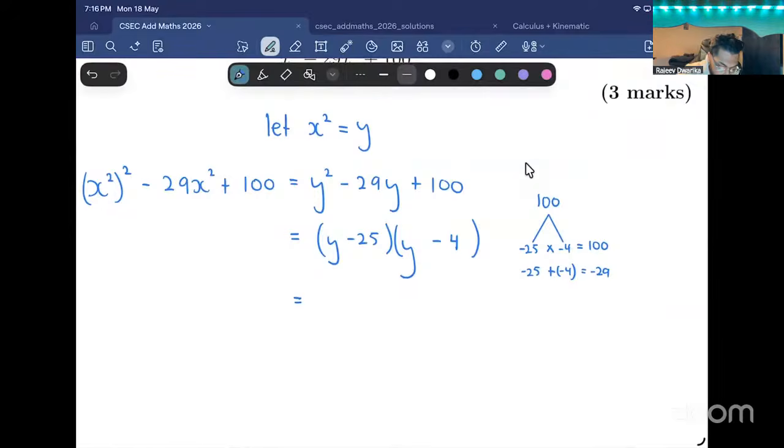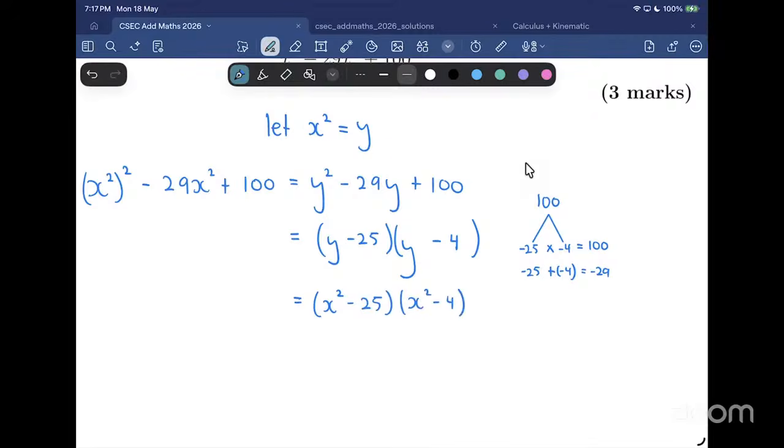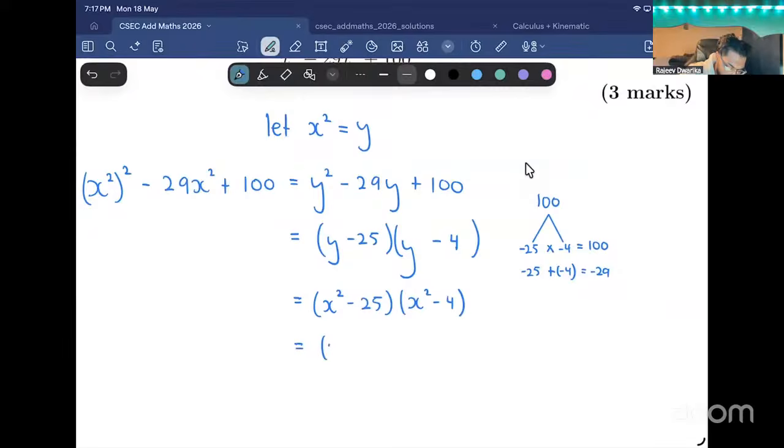So therefore, here's what we're going to do. We're going to recall what we said x squared was. We said x squared was equal to y. So I can now replace y with x squared. And so that's going to be x squared minus 25 by x squared minus 4. Let me know if you guys are with me so far. Yes, sir. Now, I want you all to realize that we effectively have a difference of two squares in both of the brackets, because 25 is 5 squared and 4 is 2 squared. So, how would I factorize this completely?